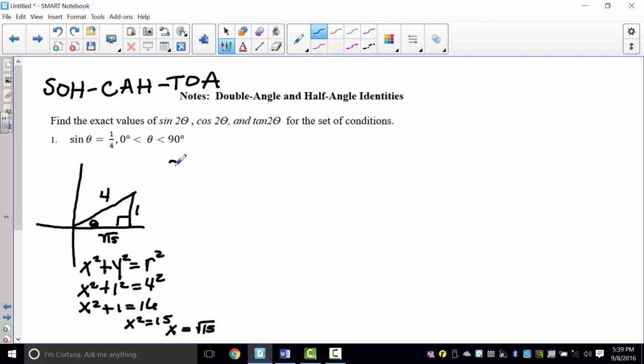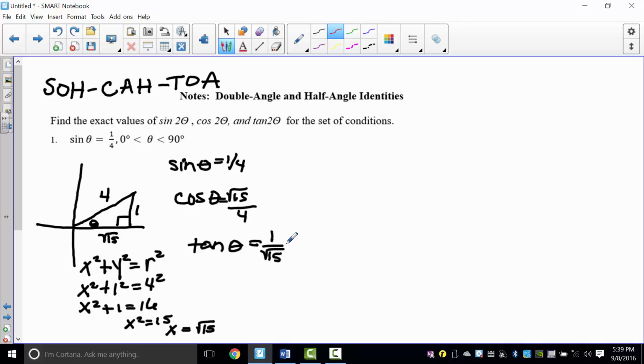So again, sine was given. Sine of theta is 1 over 4. Cosine of theta is adjacent over hypotenuse, so that's radical 15 over 4. And tangent of theta, opposite over adjacent, is just 1 over radical 15. Of course, we can't have a radical in the denominator, so we must rationalize. So tangent of theta is radical 15 over 15.